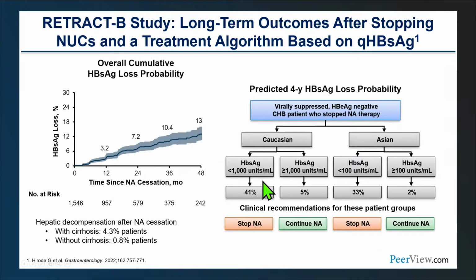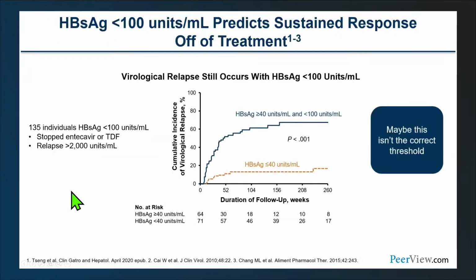You can stop therapy, and again, if the surface antigen level is low, you're more likely to clear surface antigen over time. If you're Caucasian, the cutoff seems to be around less than 1,000 international units, and if you're Asian, it's less than 100 international units. If you stop these nucleoside analogs in these individuals with low surface antigen, you can wind up having an opportunity to clear surface antigen. The lower the surface antigen, the better.